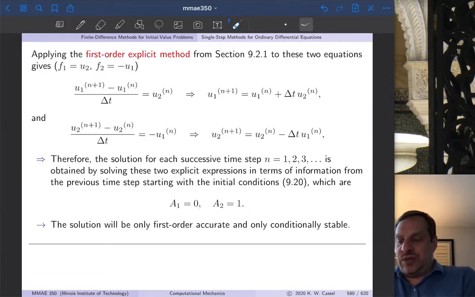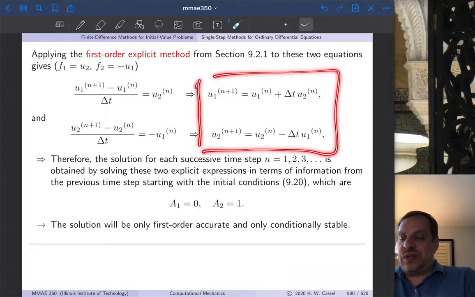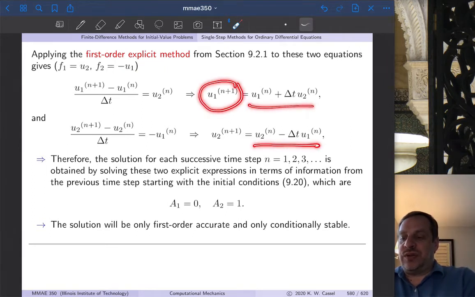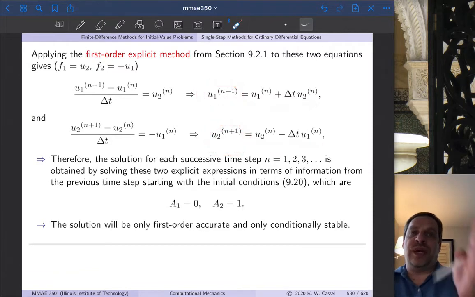So essentially, the way we would solve this is just like where we just had one equation, but now with two, we get the value of u1 and u2 at n, and then we update it using these right-hand sides to get the new values of u1 and u2 at the next time step. And we just march forward like that. Just like with a single equation, this is only conditionally stable.